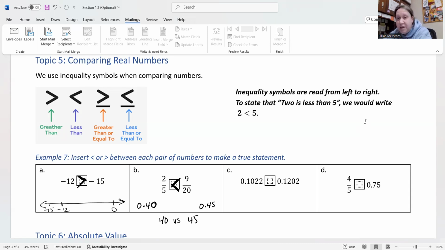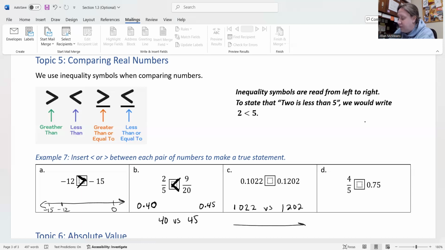Now for part C, we have just decimals. Luckily, they both have a 0 in front of the decimal point. When the stuff in front of the decimal matches, you have to compare the decimal part. So the decimal parts both have 4 decimal places. So we're essentially comparing 1022 to 1202. So which of those two numbers is bigger? Well, in my experience, 1202 is definitely bigger than 1022.